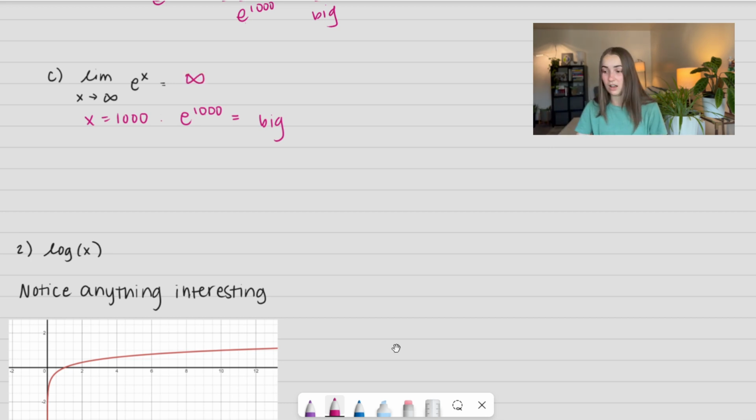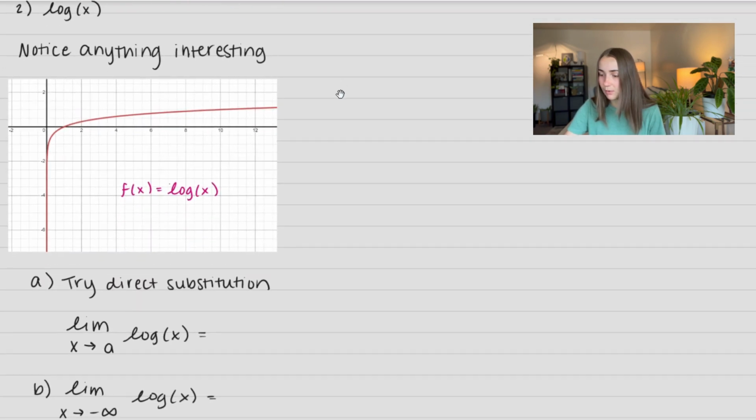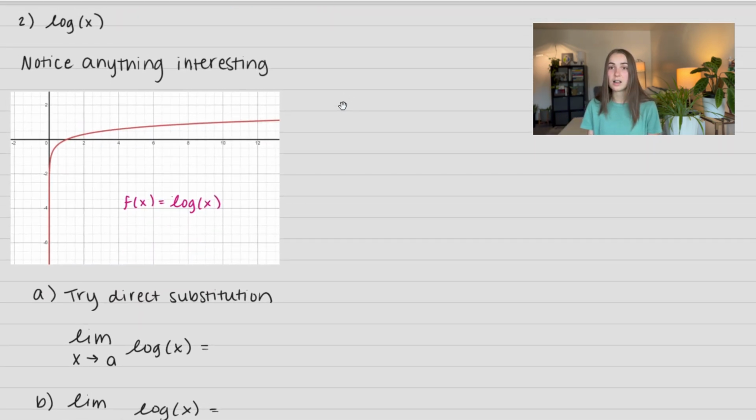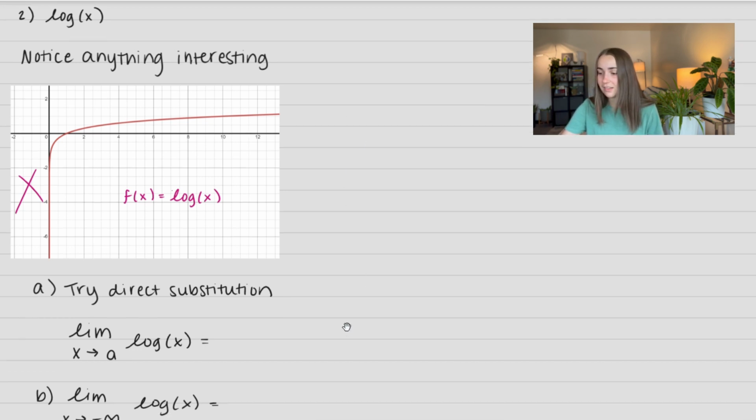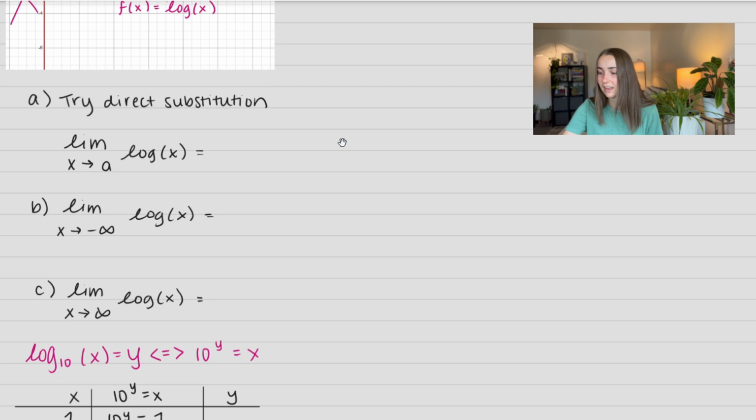Let's go ahead and look at log of x. Notice, like we pointed out before, we cannot take the log of a negative number. So we don't even exist in this quadrant. It doesn't happen. So we don't really take the limit as x approaches negative infinity. We look at what happens at 0. So let's go ahead and look at these different methods. First, similarly to e to the x, if we have the limit as x approaches some value a, just try direct substitution.